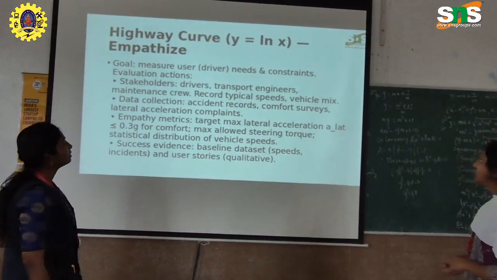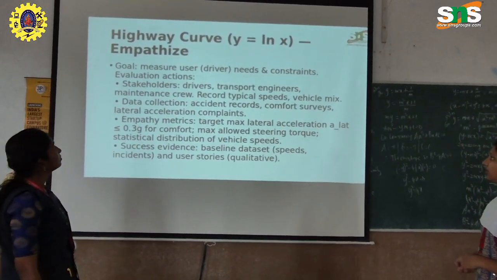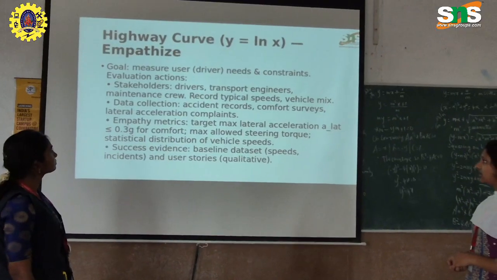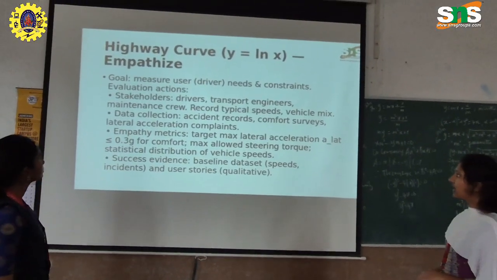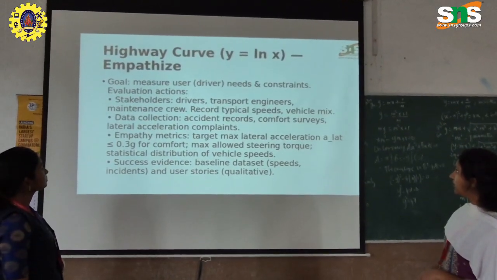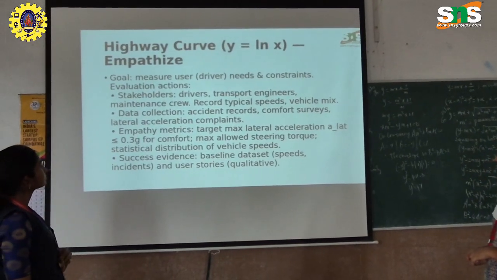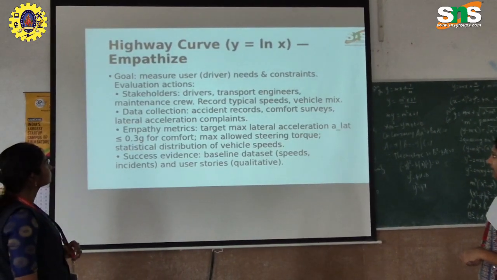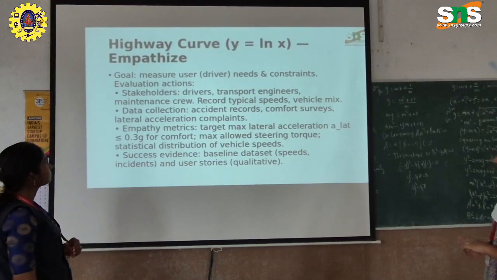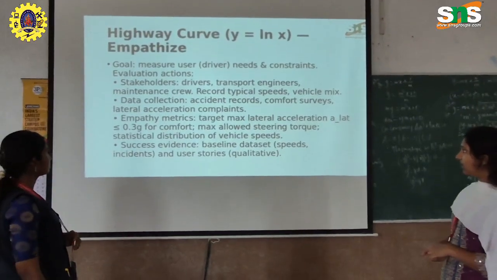Ideal curve y equal to ln x, empathize. Goal: measure user and driver needs and constraints. Evaluation action: stakeholders, drivers, transport engineers, maintenance crew. Record typical speed, vehicle maximum. Data collection: accident records, comfort survey, lateral acceleration, complaints.